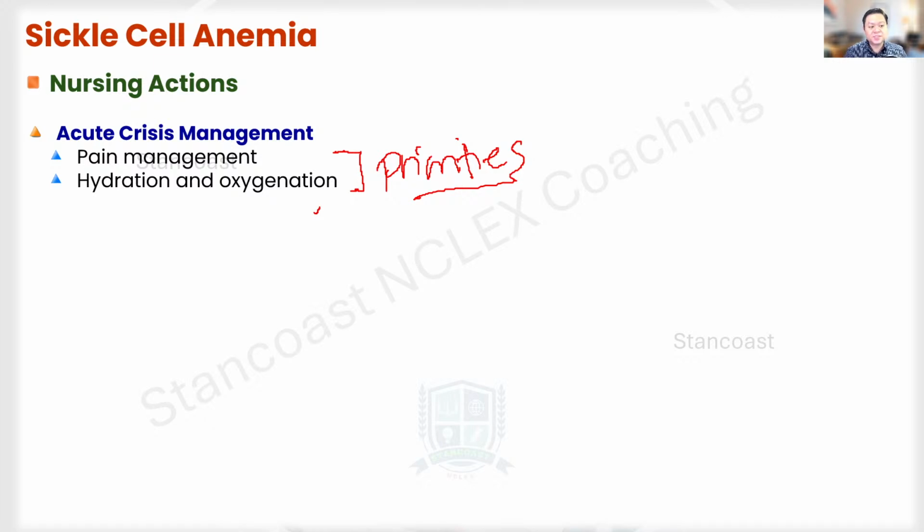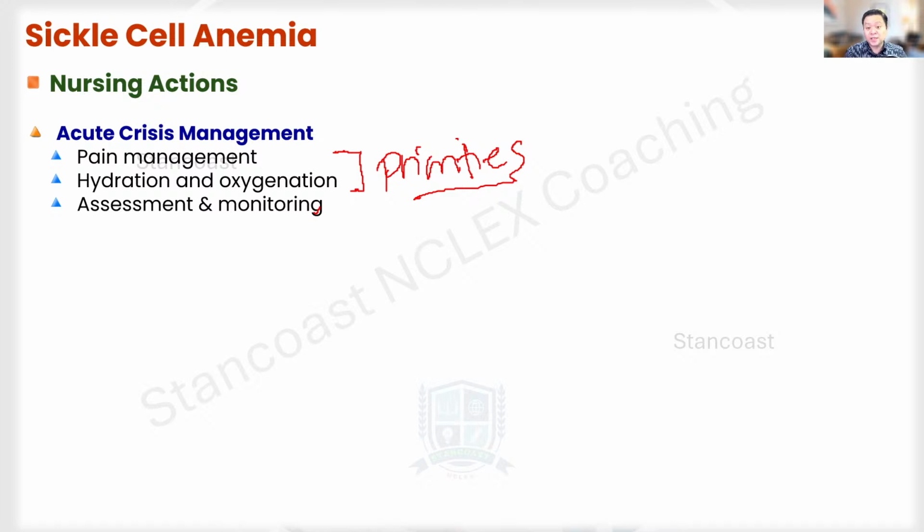And of course, the hydration is very important in order to promptly address the dehydration, which will lessen the sickling of the red blood cells. And this is very important. And of course, the oxygenation will be high priority in order to improve the oxygenation into the body tissues.